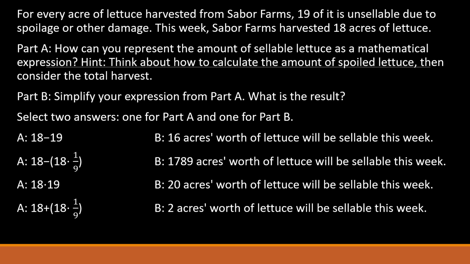For every acre of lettuce harvested from Sabre Farms, 19 of it is unsellable due to spoilage or other damage. This week, Sabre Farms harvested 18 acres of lettuce. Part A wants to know, how can you represent the amount of sellable lettuce as a mathematical expression? And it gives us a hint. It says the hint is to think about the amount of spoiled lettuce, then consider the total harvest. Okay.